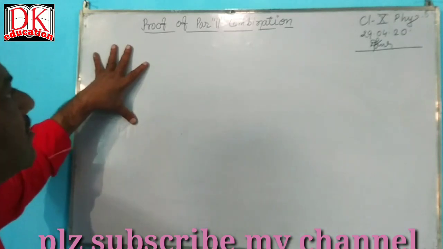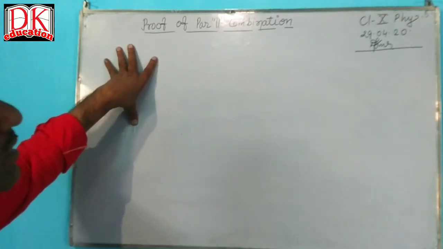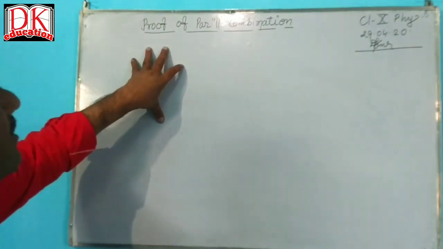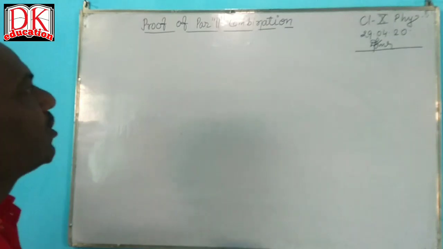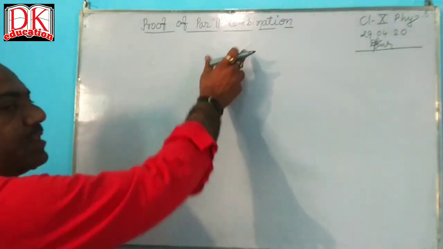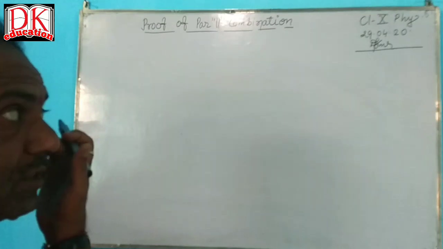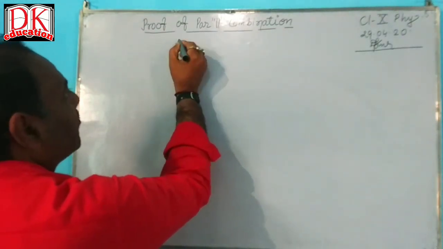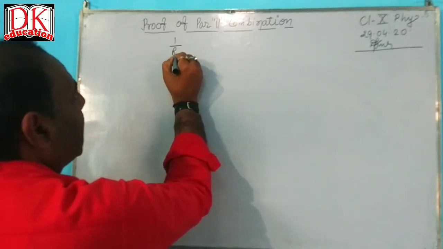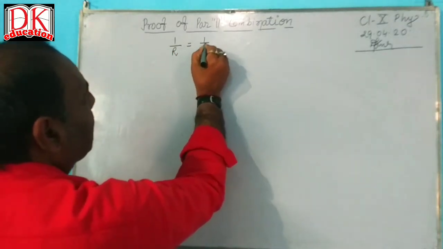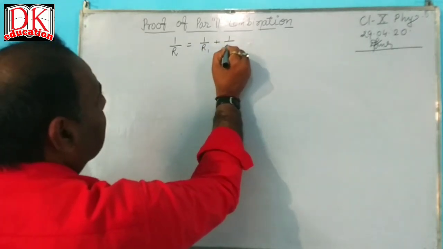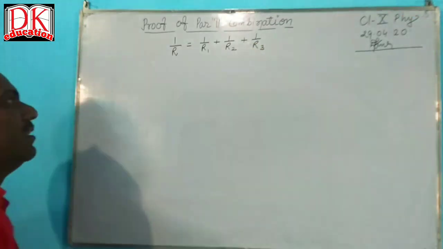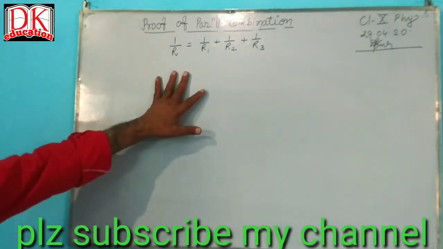In the previous class, we had already read about the series combination. Today in this class, the next topic we have is the parallel combination. We will prove that 1 by R is equal to 1 by R1 plus 1 by R2 plus 1 by R3. This is the parallel combination.